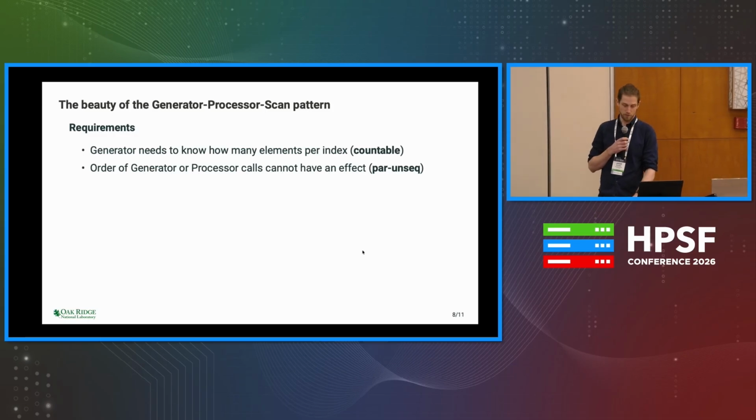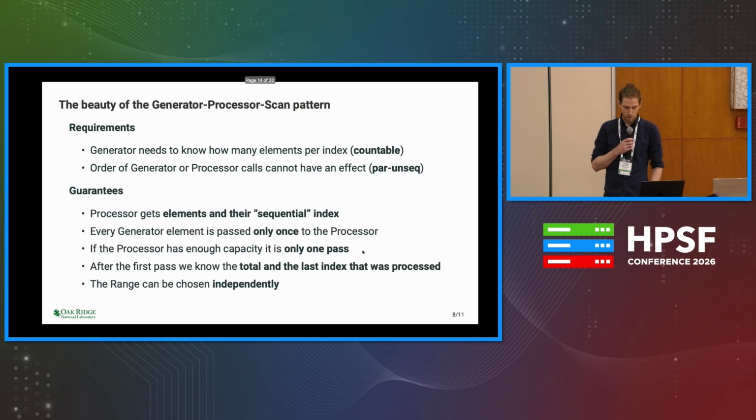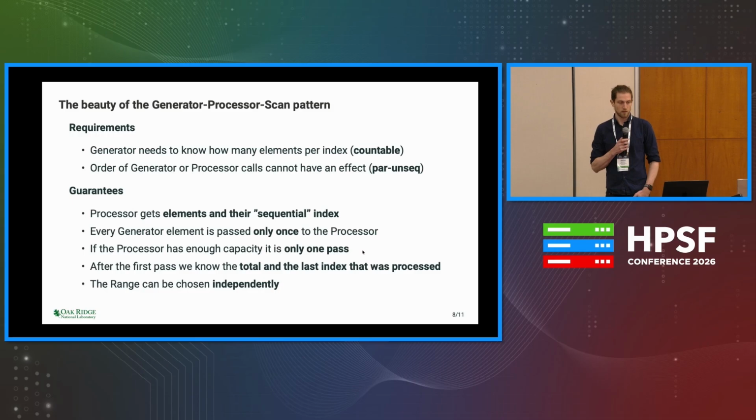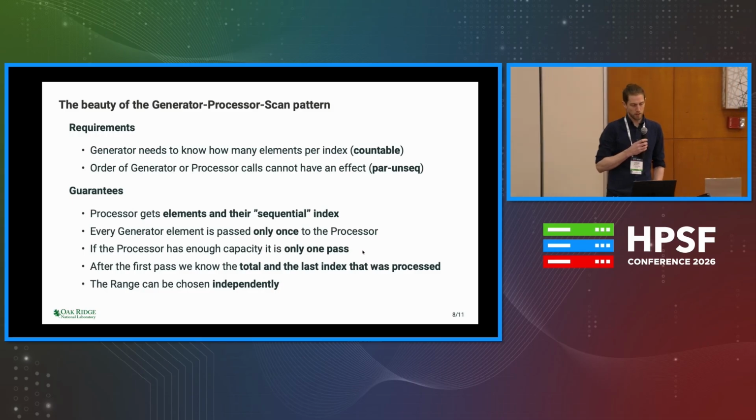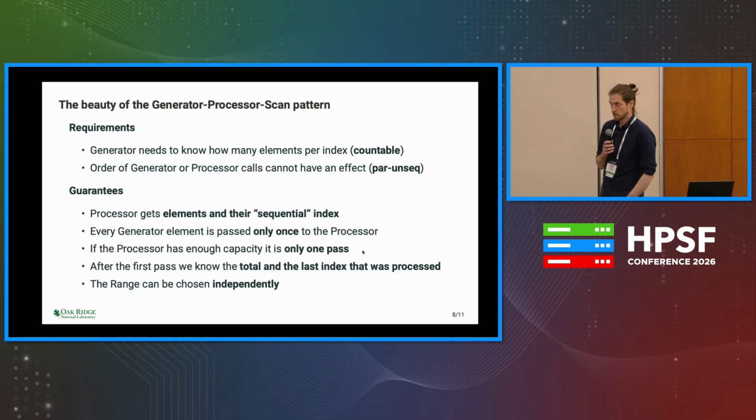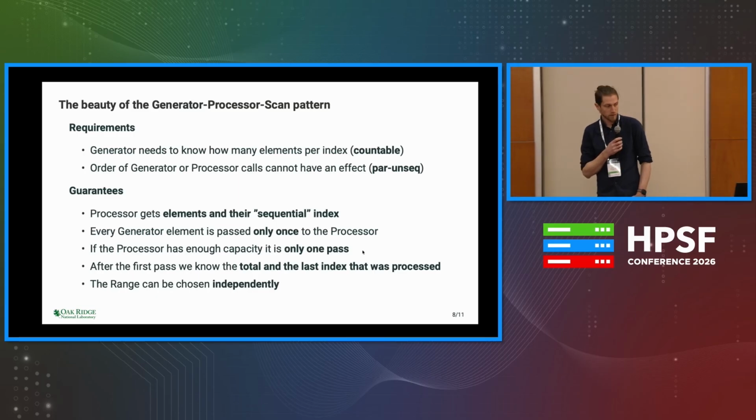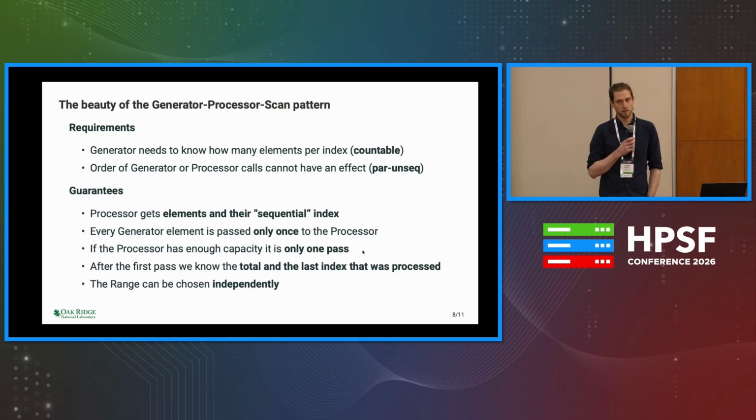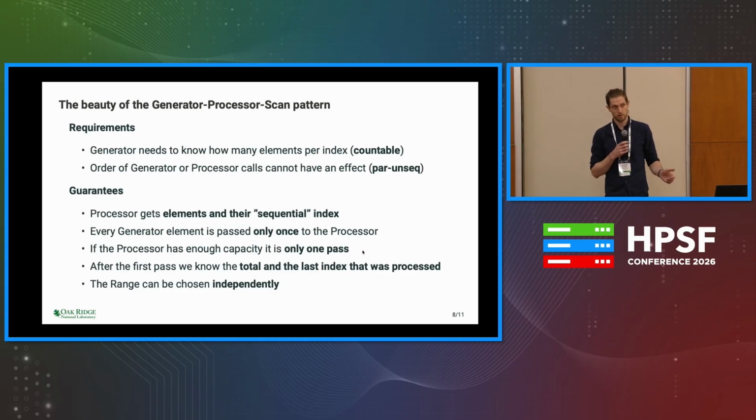But that's a general restriction of parallel programming. But if we have that, we get a bunch of guarantees. So with this pattern, because of the parallel scan, the processor will process the elements in their sequential index. That doesn't sound like much, but this basically guarantees you that the order of the elements will be like in the vector pushback loop that we started from in serial. They will have the same order, and that's a guarantee.